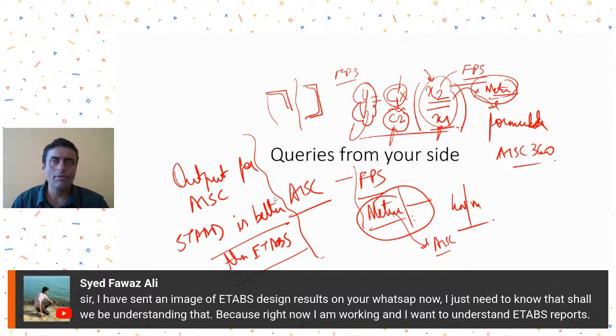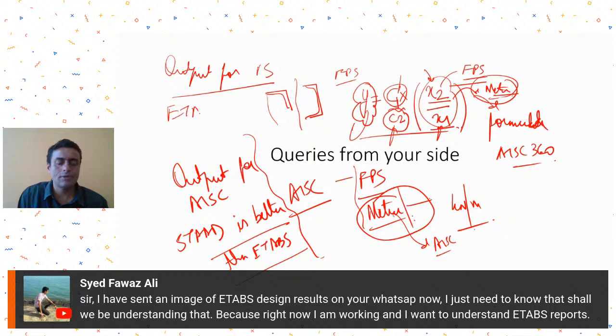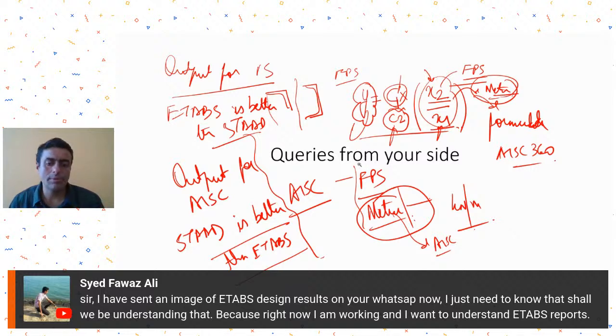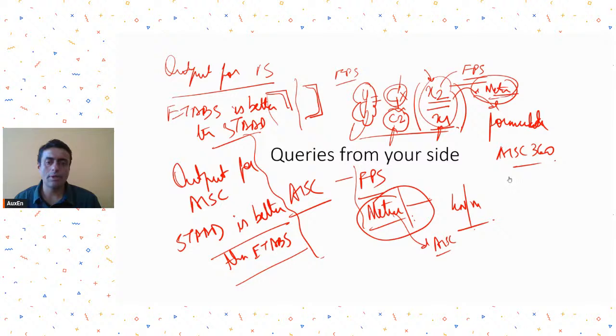If you look at the Indian codes, what ETABS gives you is better than what STAAD gives you in the Indian standards. So what I'm saying is, for IS, the output ETABS gives you is better than STAAD. But interestingly, for AISC codes, the STAAD output is better than ETABS. I'm just talking about the output. I'm not talking about the software in general. I'm just talking about the member output that the software is giving you.